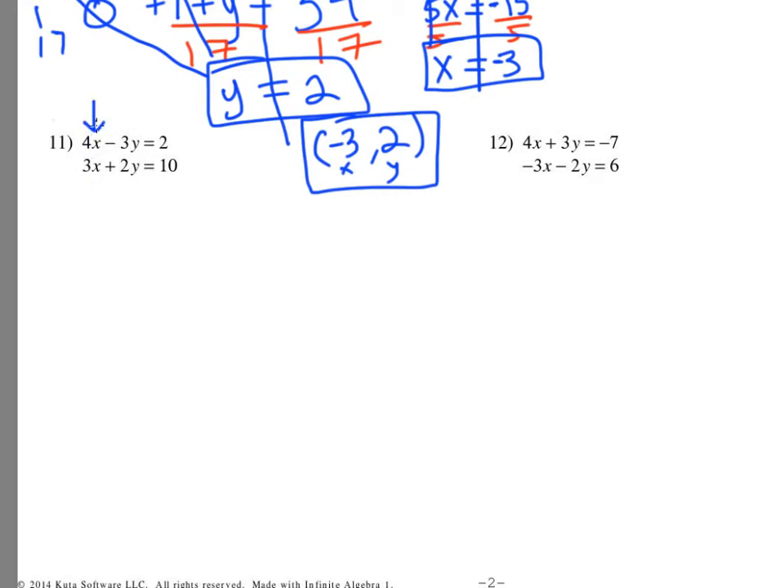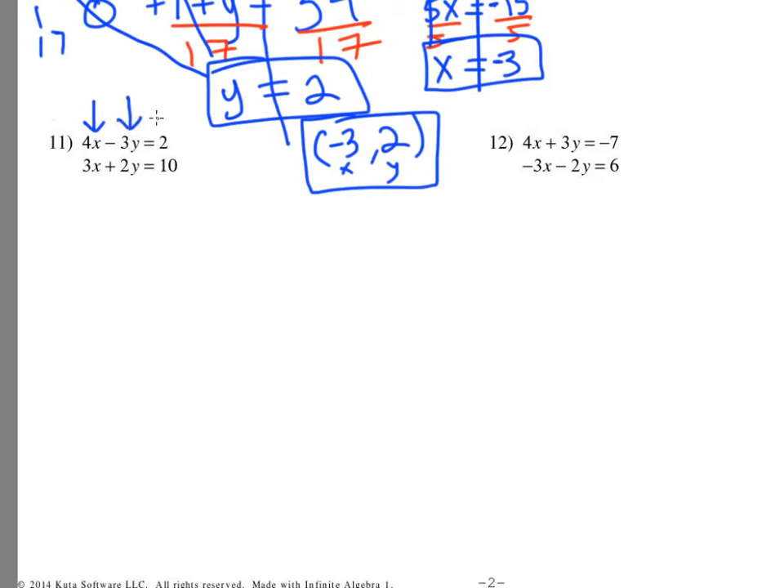Let's look here. Are these opposites, 4 and 3? No. If you wanted to create opposites, what number does 4 and 3 both go into? They both go into 12. So if you wanted to shoot for like 12x, negative 12x, you could do that. But you'd have to multiply by like 3 and negative 4.